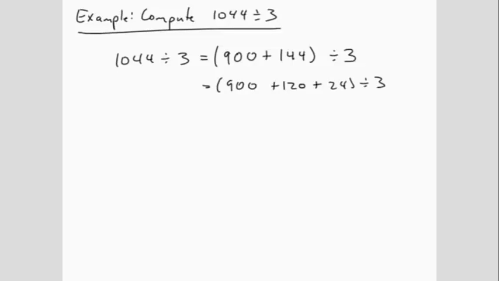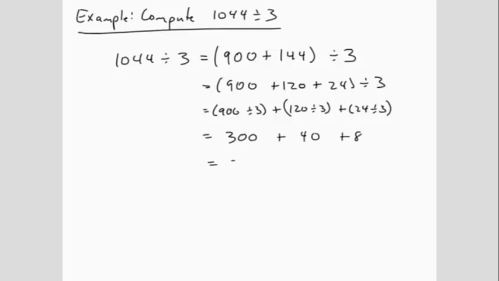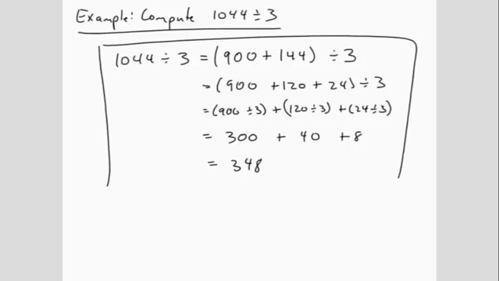And now we use the distributive property. 900 divided by 3 plus 120 divided by 3 plus 24 divided by 3. That's 300 plus 40 plus 8, which is 348. It turns out that this is exactly what happens during long division. It's just that by doing this as long division, you don't get access to the concept that's underneath the problem.